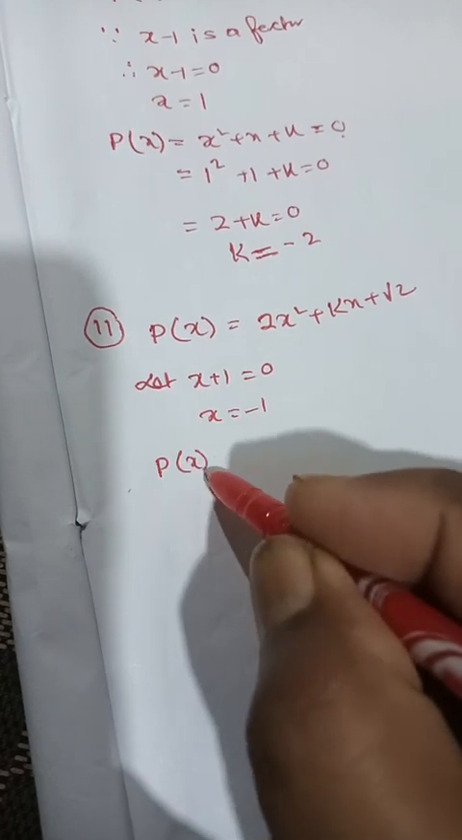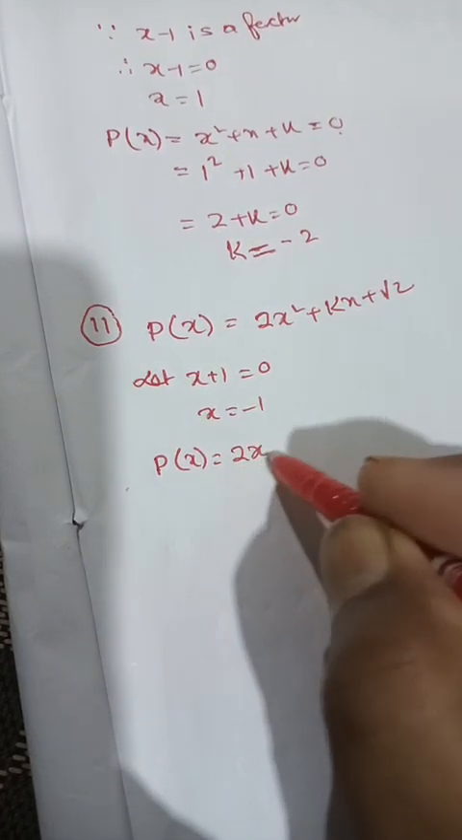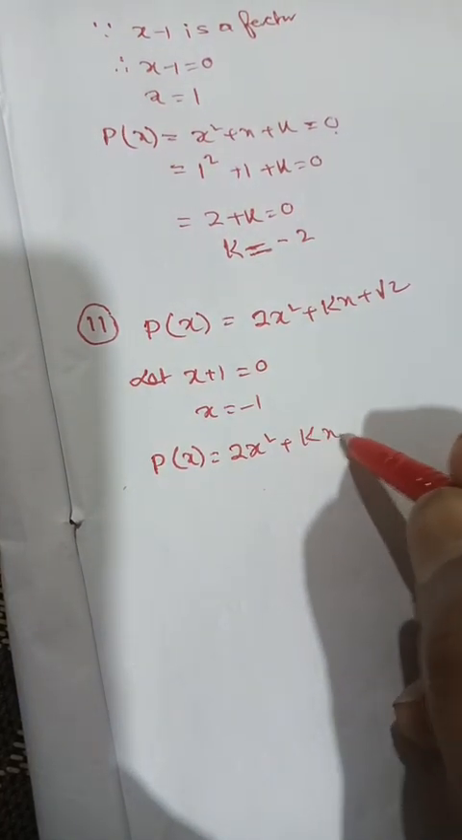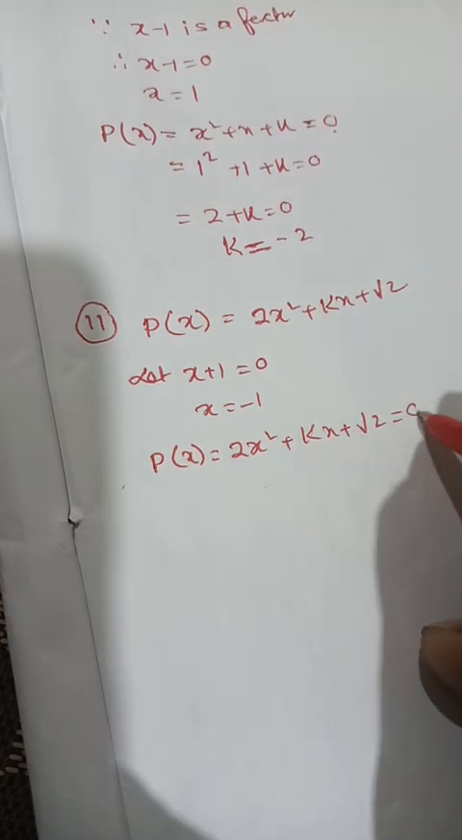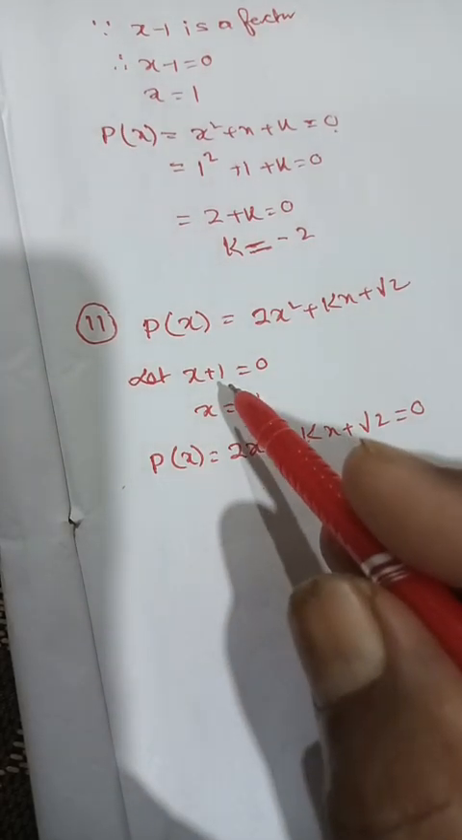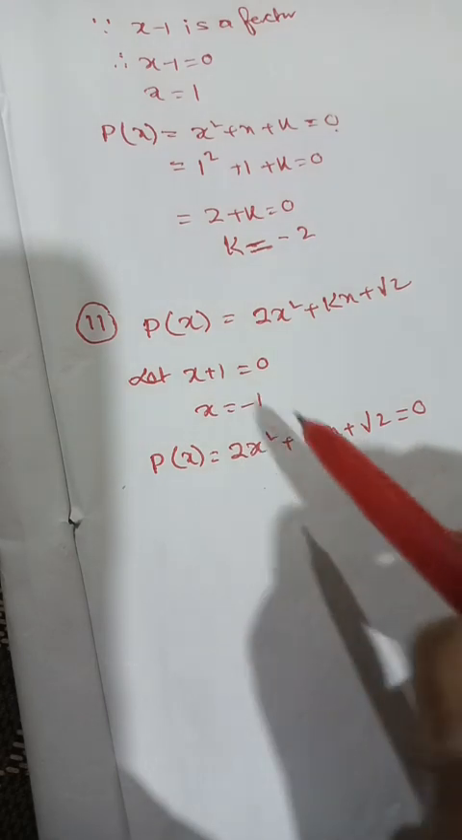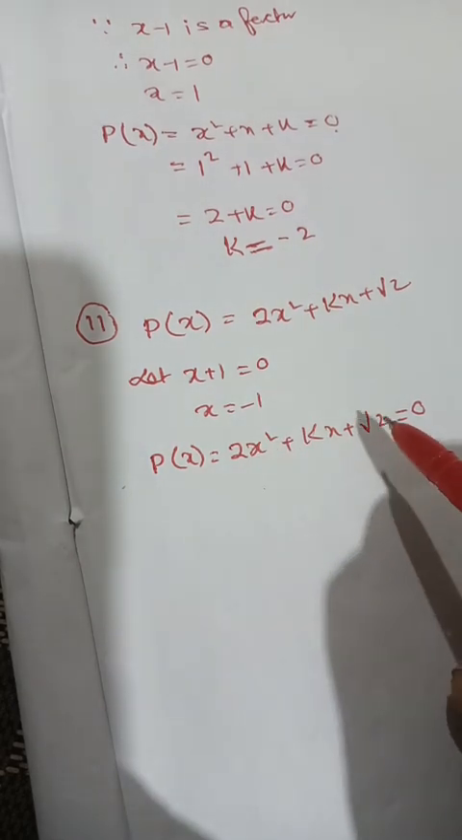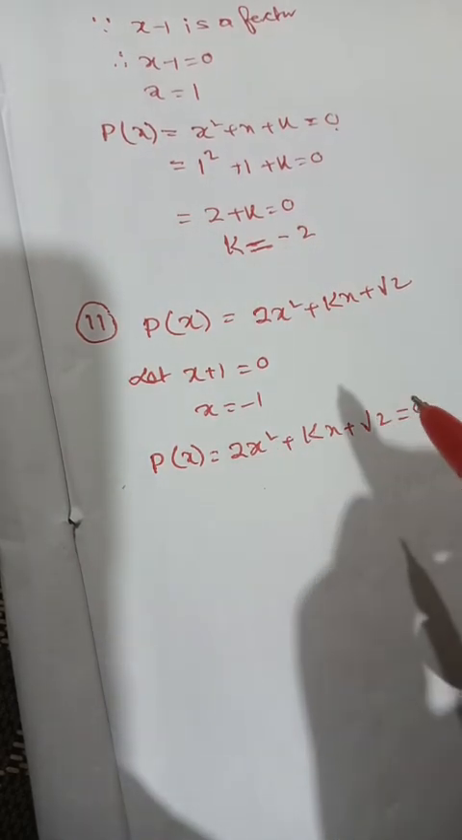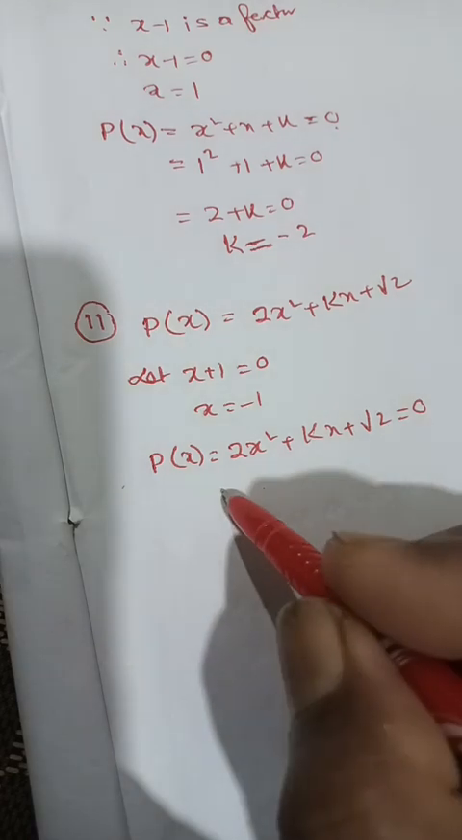Now you write p(x) is 2x square plus kx plus root 2. That should be equal to 0 because x plus 1 is a factor, means if we divide this term by x plus 1, it will be completely divisible and there will be no remainder. That's why I have given 0.